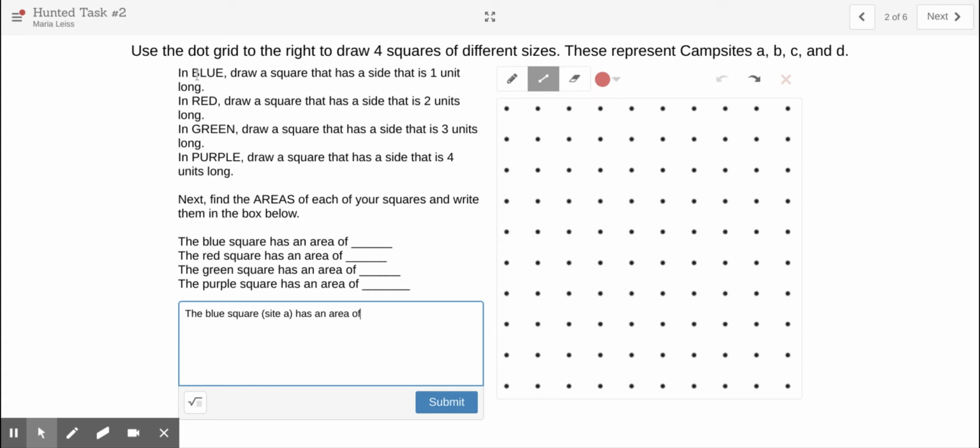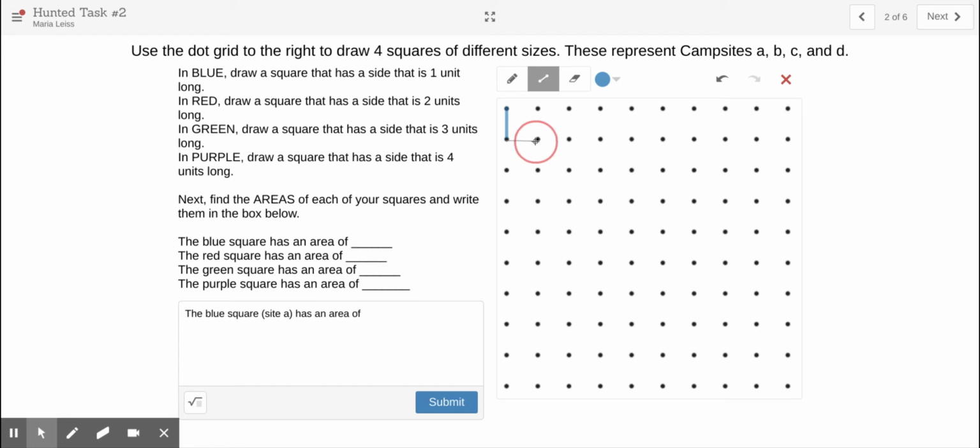Now, the next thing you're going to need to do, it says in blue, so I need to change my color to blue. Draw a square that has a side that is 1 unit long. The line tool is probably going to help you the best. If it's 1 unit long, it means if I start at this top corner dot and go down to the next dot, that is what we're going to call 1 unit. If it's a square, hopefully you remember from all the years before this year that a square has 4 congruent sides and 4 congruent angles. This is 1 unit. So if all 4 sides have to be the same length, where would the rest of the square be? Yeah, it's pretty easy.